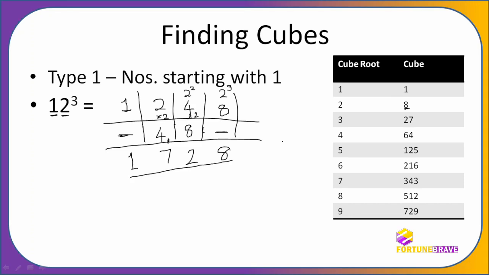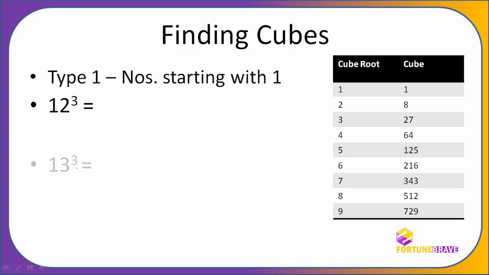So let us take one more example to make it clear. What is the second example? 13 cube. Again, imagine there are 4 columns now. So 1, you will repeat the number, repeat 1 and 3. Then what is going to be coming here? 3 square. 3 square is how much? 9. And then 3 cube. 3 cube is how much? 27. 27 comes here.